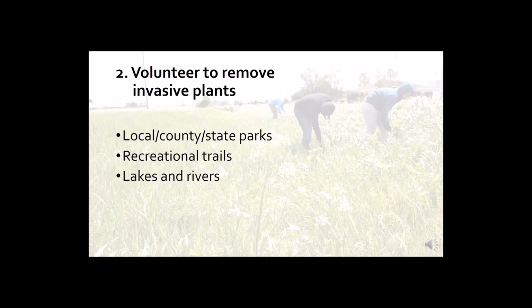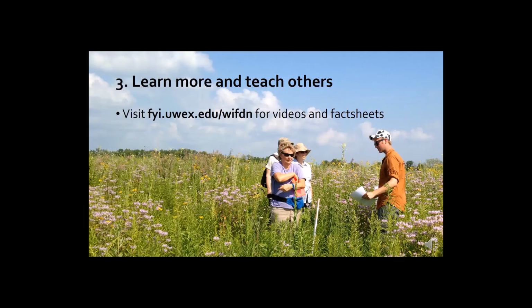Other good places to go to remove invasive plants are along recreational trails, including bike trails and ATV and snowmobile trails. These are areas where our invasive plants tend to spread prolifically, so it's a good place to look for and remove invasive plants. And don't forget our water bodies as well. A lot of invasive plants will travel through water, or the seeds will travel through water. And so along the shorelines of lakes and rivers is another good place to look for and remove invasives.